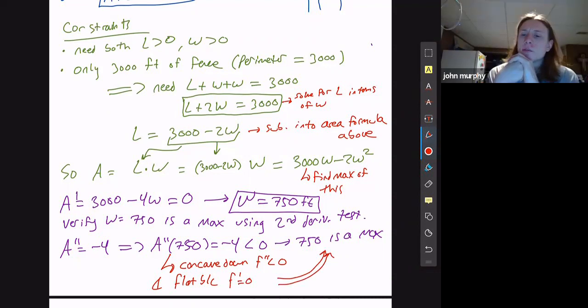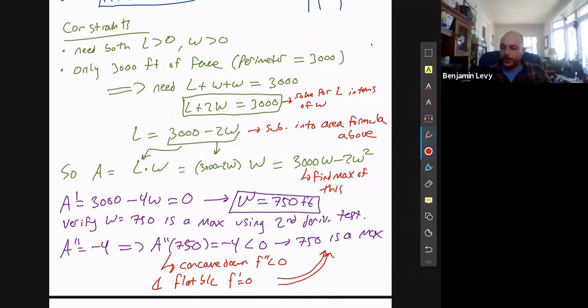How did you get -4? Where did that come from? I took the derivative of the first derivative. So, right, when you take the derivative of this piece, it becomes -4. All right, gotcha.